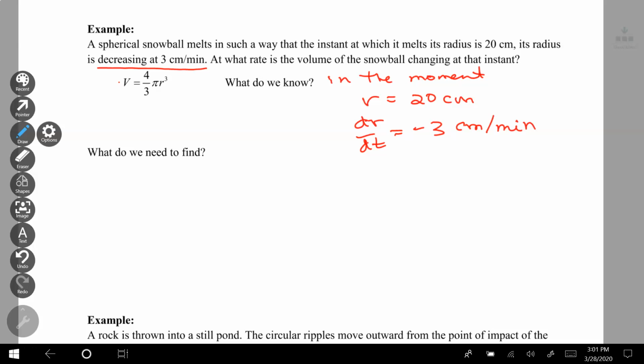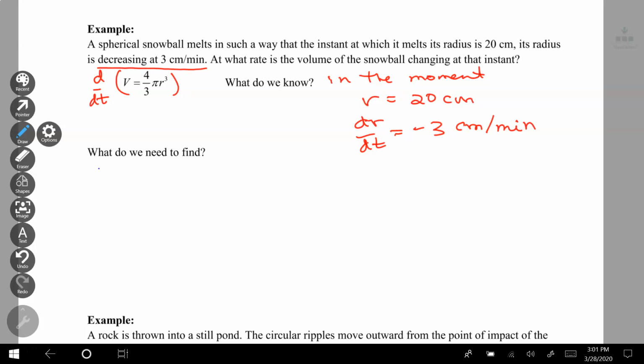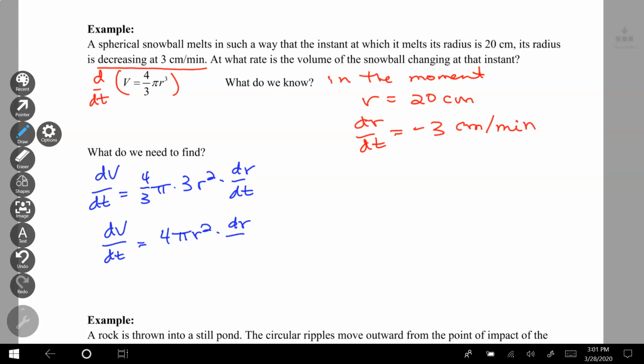So what do we need to do? We need to take the derivative, the d dt, of the volume. Volume of a sphere is 4/3 pi r cubed. Well, if I do my derivative, I get dv over dt is equal to 4/3 pi times derivative of r cubed, which is 3r squared times dr over dt. If I clean this up, I get dv over dt is equal to 4 pi r squared times dr over dt.